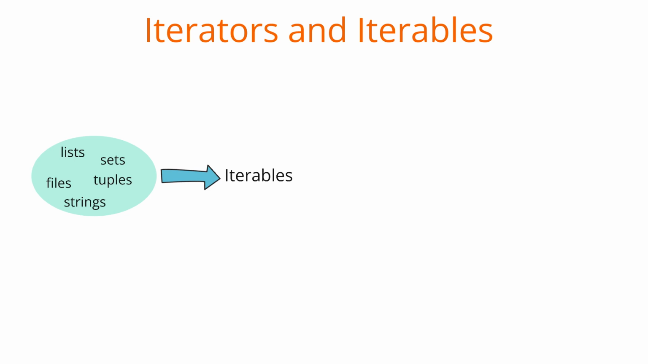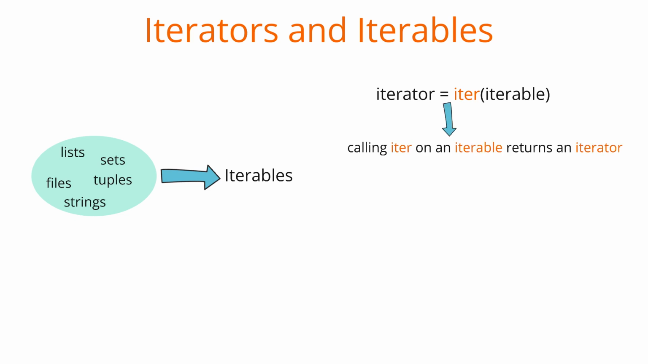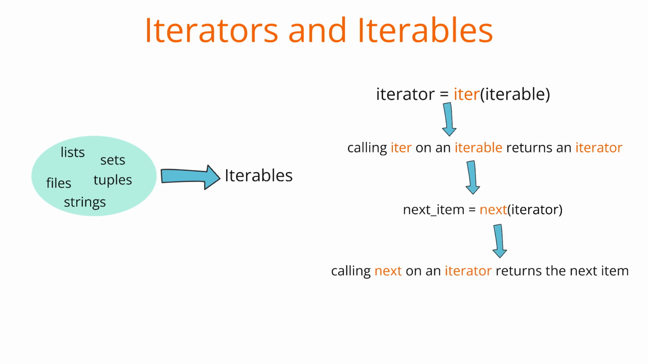But when Python starts looping, it doesn't just pluck values out of thin air. It calls the built-in iter function on the iterable, which returns an iterator, a special object that knows how to give you the next item in the sequence. So you can then call next on that iterator until it's done.